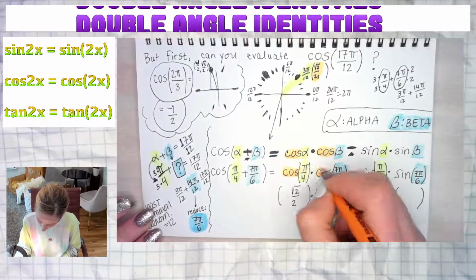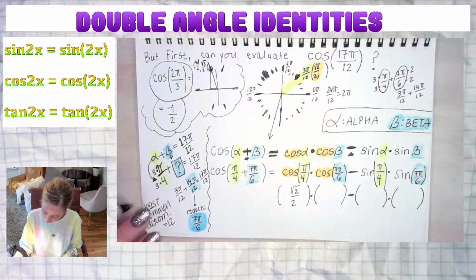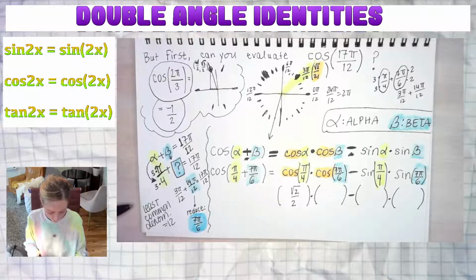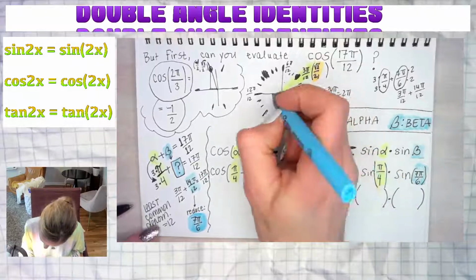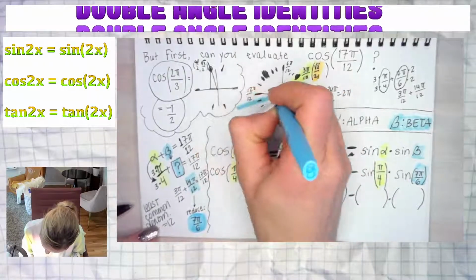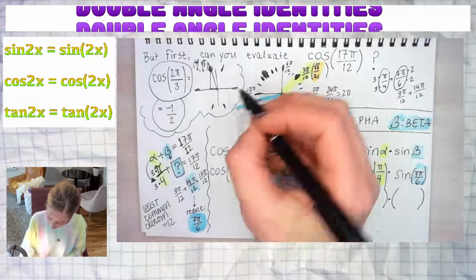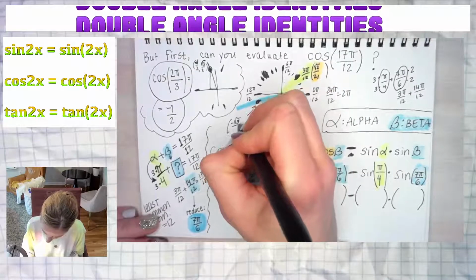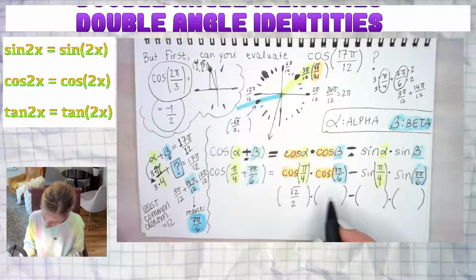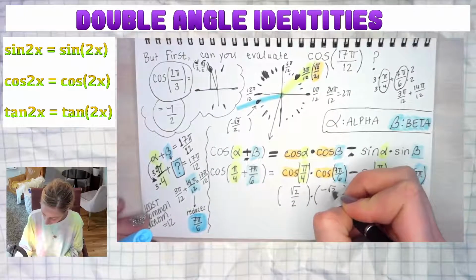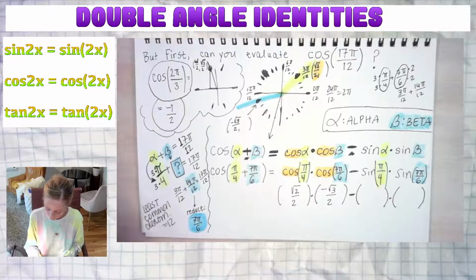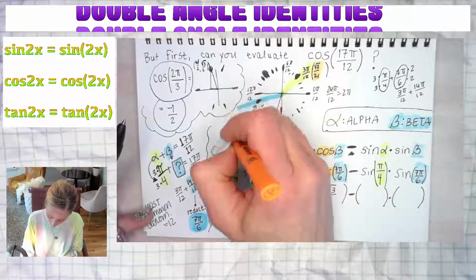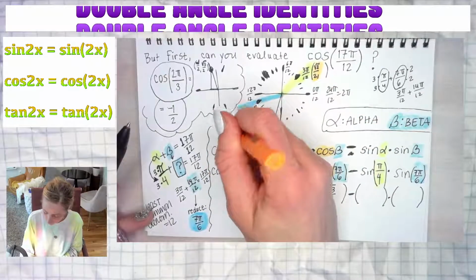What's the x value of the ordered pair for 7 pi over 6? Negative radical 3 over 2. Good. So that ordered pair right there, negative radical 3 over 2. Beautiful. But now I need the y values for both those spots because that's how we get sine.